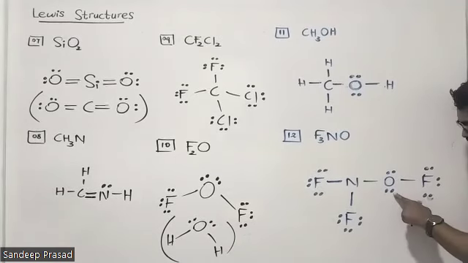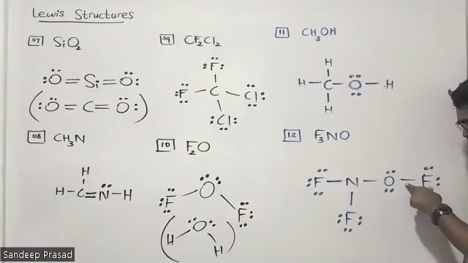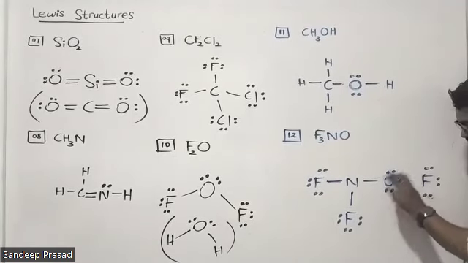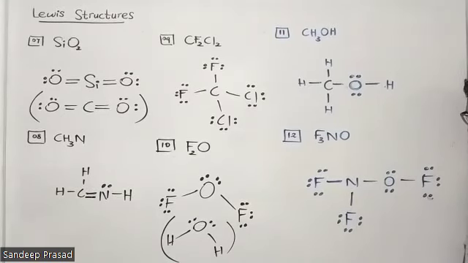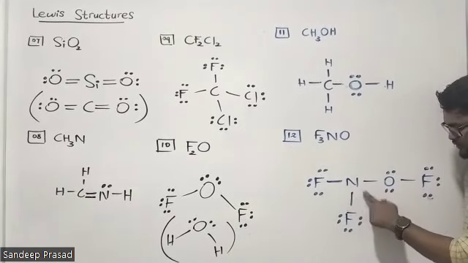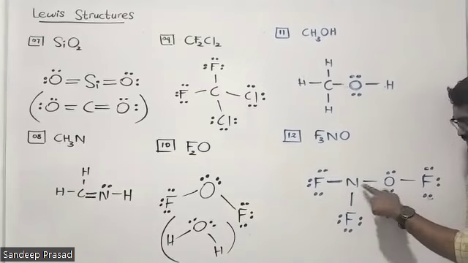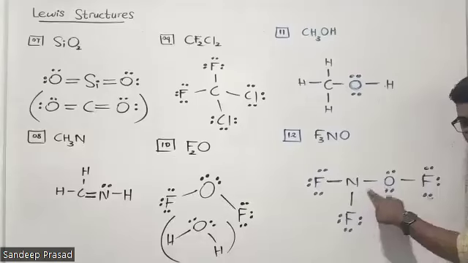That is also okay. Oxygen: 1, 2, 3, 4, 5, 6. And the octet is satisfied? 2, 4, 6, 8. All the electrons are 8. So what about nitrogen? 2, 4, 6. Octet is not satisfied. In the valence shell, there are 1, 2, 3 electrons.